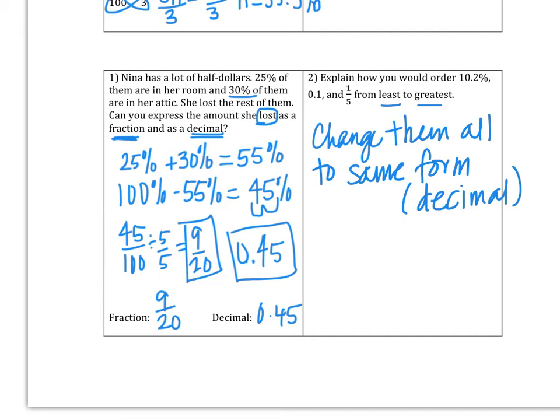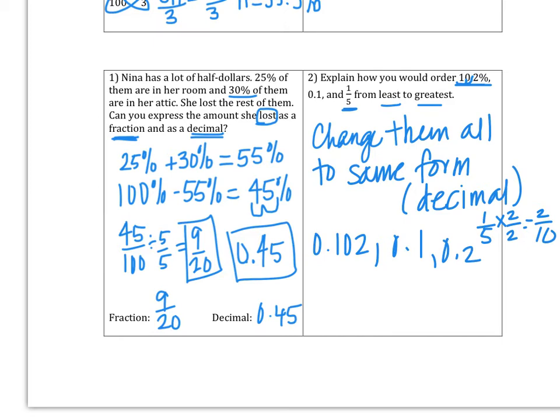So let's take our percent, so 10.2% turned into a decimal is move it over 2 place values. So that's going to be 0.102. And then I have 0.1. I'm not putting these in order yet. And then I have 1/5. I'm turning that into a decimal. So 1/5, if I multiply it by 2/2, I'm going to get 2/10. So I can turn that into 0.2. Okay, there's my 3 numbers.